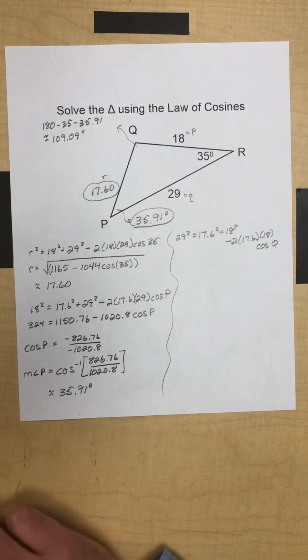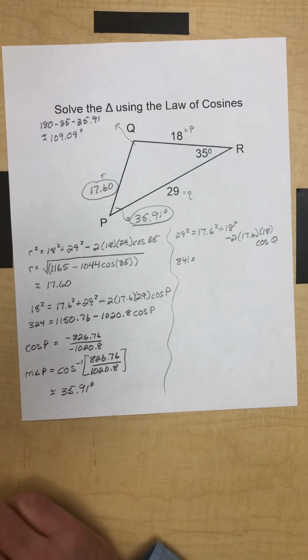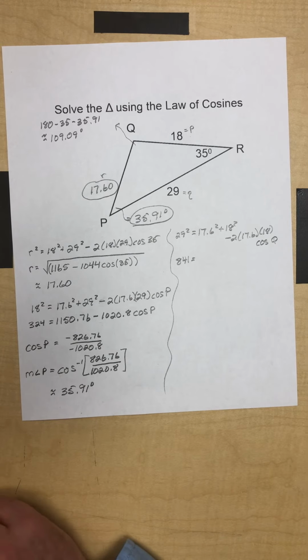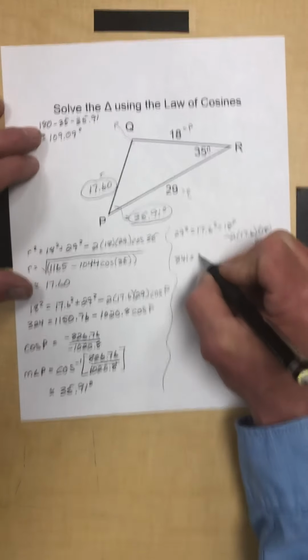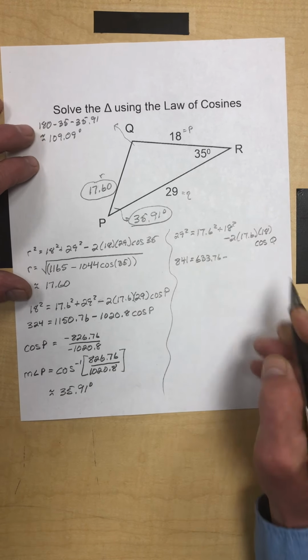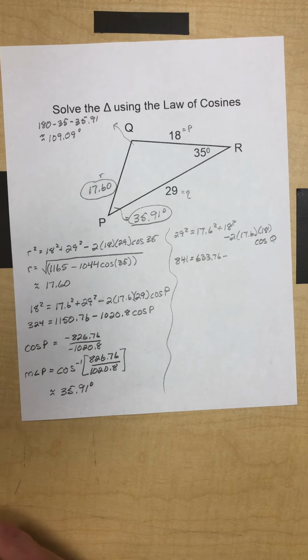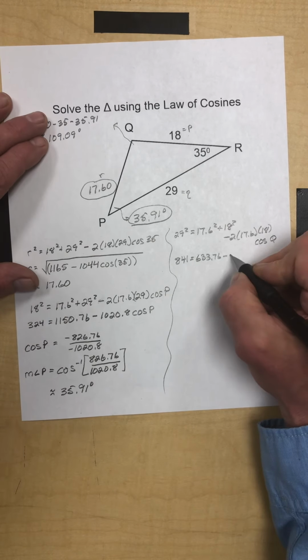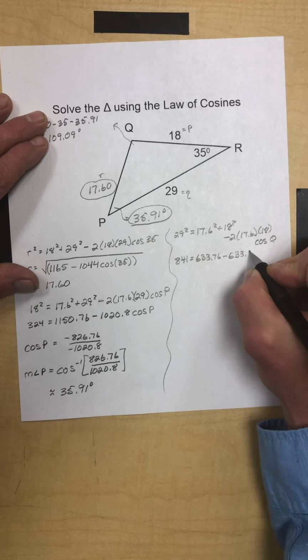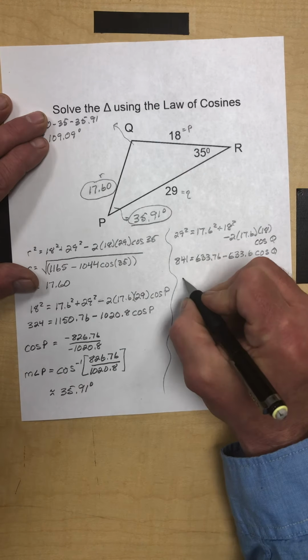So 29 squared is 841. And let's go 17.6 squared plus 18 squared. I'm getting 633.76 minus, and then I go 2 times 17.6 times 18. So 2 times 17.6 times 18, and I'm getting 633.6 times the cosine of Q. And then I isolate the cosine of Q.